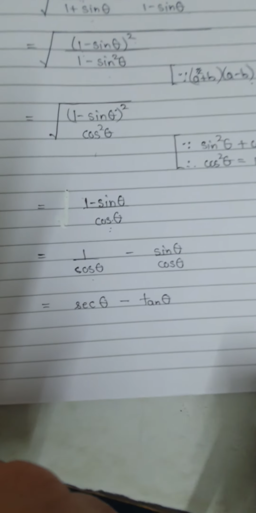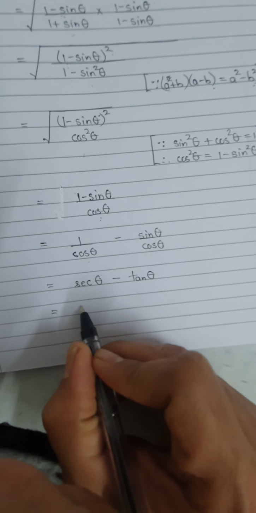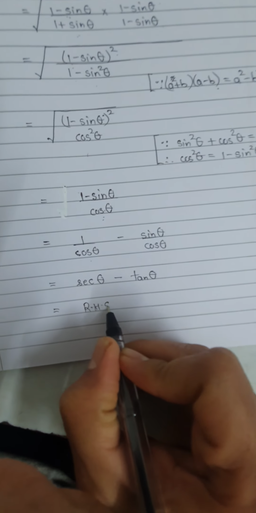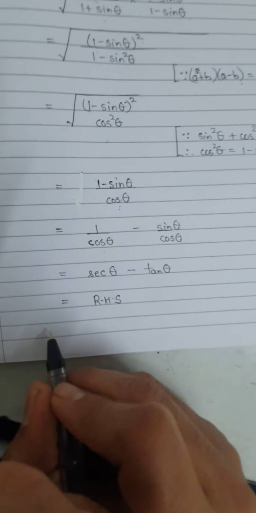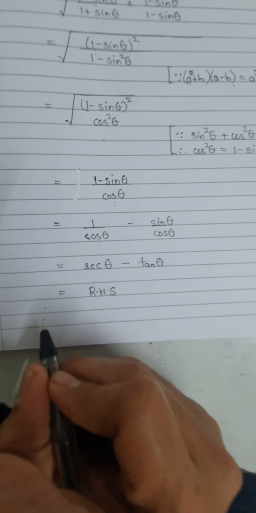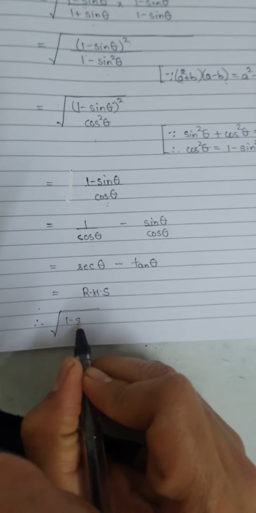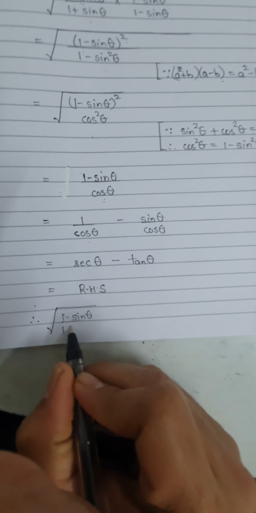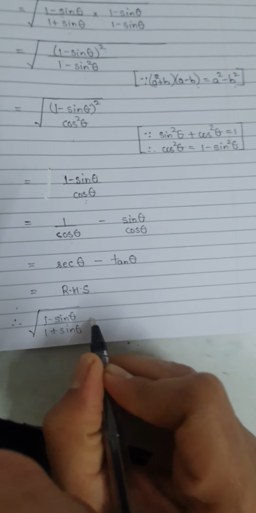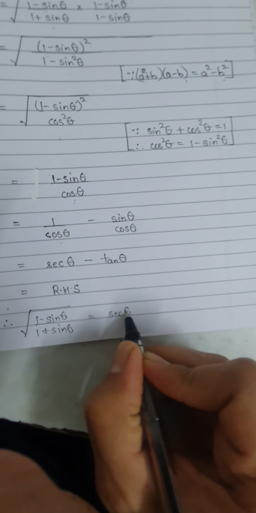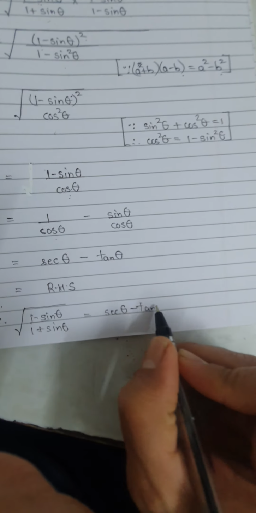So we got sec theta minus tan theta, which equals the right hand side. And then end your question: therefore root of 1 minus sine theta upon 1 plus sine theta equals sec theta minus tan theta. And then you write hence proved at the last. If there is no space, you can use the next page.